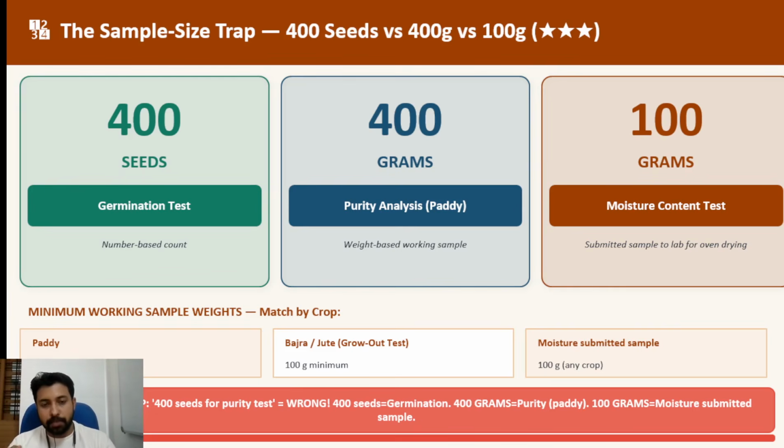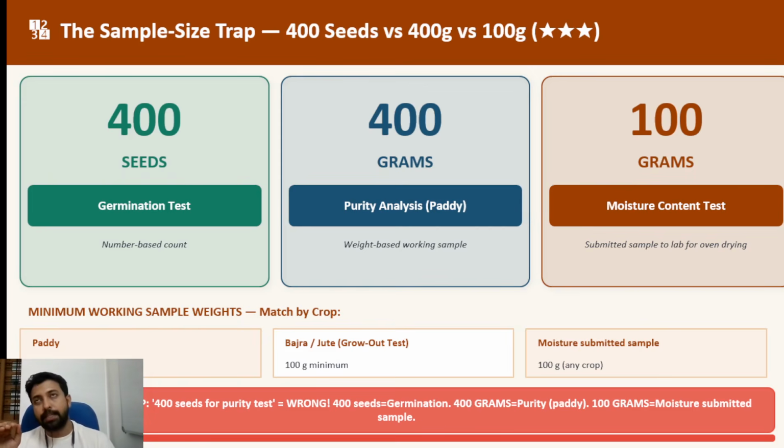So this shows, for the germination test, you can see that 40 or 100 seeds are needed, while for purity analysis in paddy you need about 400 grams, and for moisture content you need 100 grams. So these kinds of things are very important.